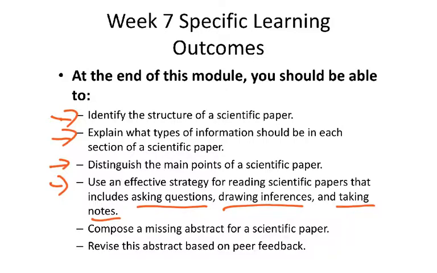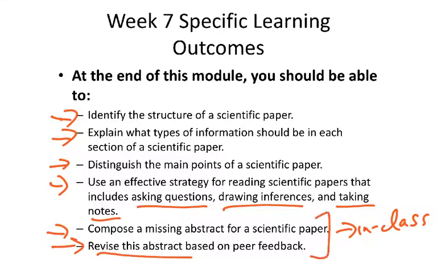We also want you to be able to compose a missing abstract for a scientific paper. Once we've gone through all of the different sections of the paper, you should know what should be contained within an abstract. If we give you a paper that's missing the abstract, you should be able to fill in that information from the rest of the paper. That's the assignment you're working on after completing the online module and before coming to the in-class portion. You'll bring that with you to class, and we'll work on revising that abstract based on your peer feedback. Those two things are what we'll work on in class this week, and the first part we'll focus on more in the online module in the upcoming video.